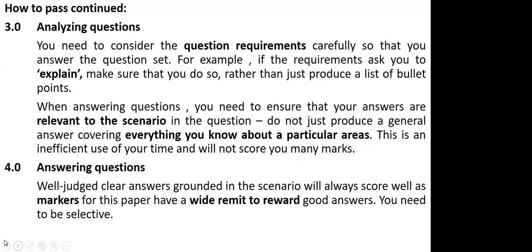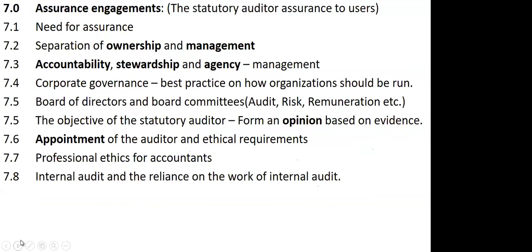It says well-judged, clear answers grounded in the scenario always score well, as markers for the paper have a wide remit to reward good answers. What does that mean? This is a theory paper. You can have two students scoring the same score, maybe 55 and so on, but with different answers because it is theory. So your explanations will help you gain marks. Try and support your answer, and then the markers have a wide remit. They can award you marks as long as you are technically correct. Are we together, colleagues?